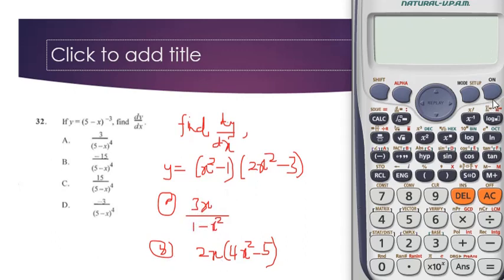Let's check for B whether B will be the right answer. We have 2x, and in open brackets we have 4x squared minus 5, after that you close the brackets. Now you choose your specific value for x, which you use in differentiating the exact question. So we click on this, and then you click on 2, and then let's check the answer. You can notice that B is the right answer because the value corresponds to the exact value we have for the question. So this is how you differentiate.